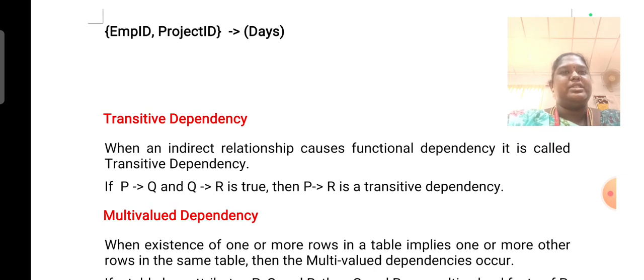Then transitive dependency. When an indirect relationship causes a functional dependency, it is called a transitive dependency. If P tends to Q and Q tends to R is true, then P tends to R is a transitive dependency because it is an indirect relationship.